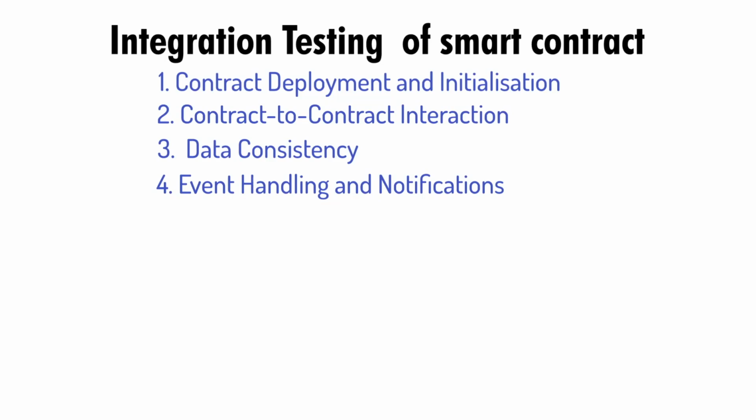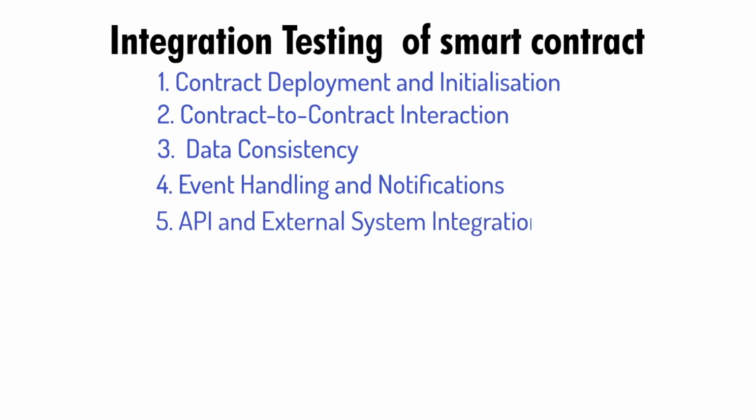Test the contract's event handling mechanism and its ability to emit and receive the events. Verify that the contract emits events correctly and that external systems can subscribe and receive the event notifications as expected. API and external system integration.